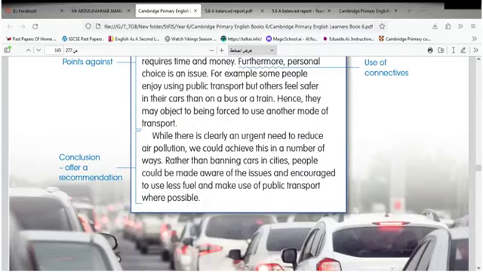While there is clearly an urgent need to reduce air pollution, we could achieve this in a number of ways. Rather than banning cars in cities, people could be made aware of the issues and encouraged to use less fuel and make use of public transport where possible.